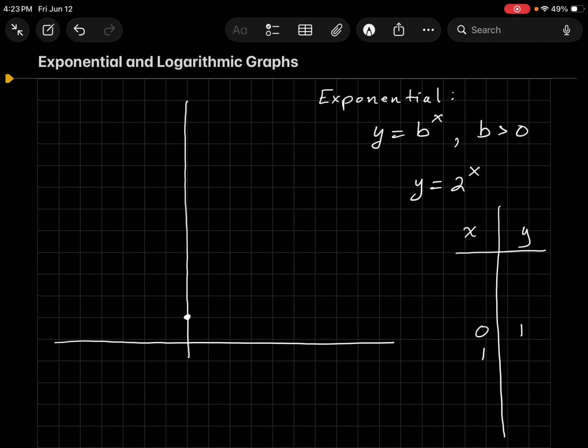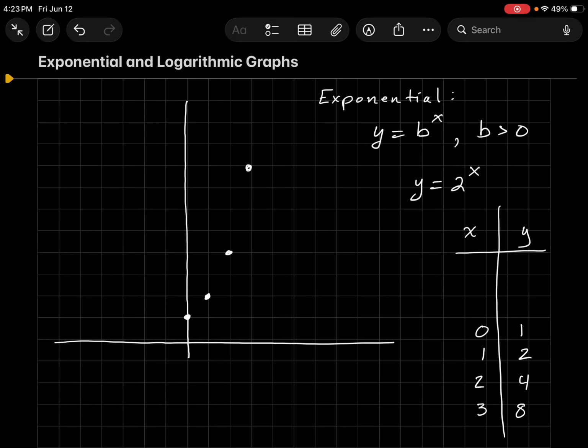When x equals 1, y is 2 to the first, or 2. When x is 2, y is 2 squared, or 4. When x is 3, y is 2 cubed, or 8. So every time x increases by 1, y doubles. So sometimes I think of exponentials in terms of doubling functions or tripling functions or other things like that.